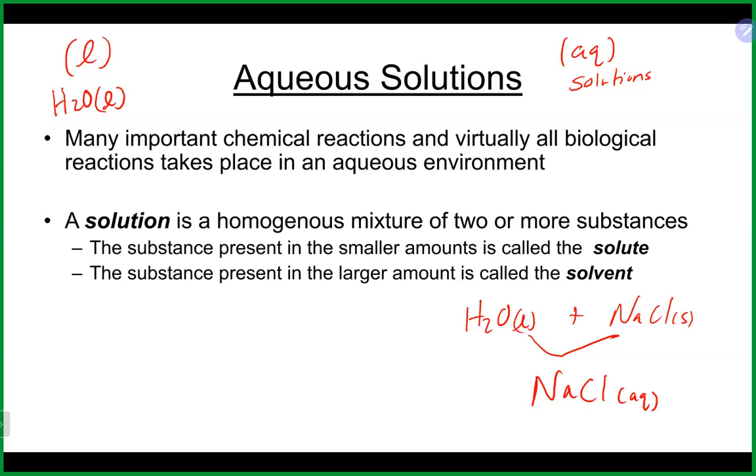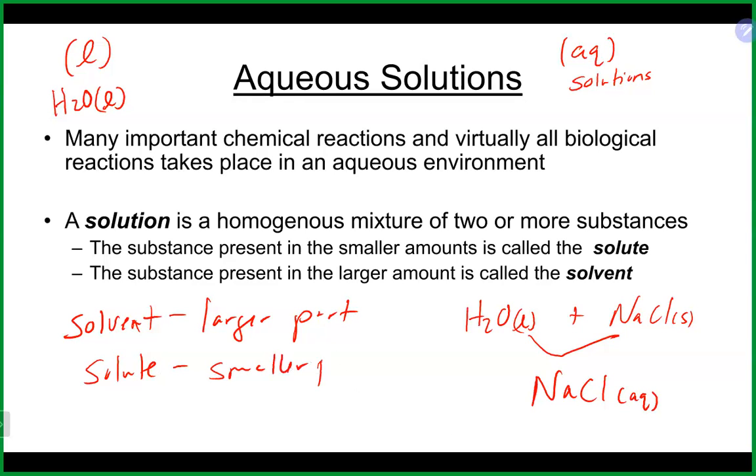A solution is basically made up of two parts. There's the larger part, which is the solvent. The solvent is the larger part of the solution, and the solute is the smaller part of the solution. So in my example here, the water is our solvent, which is a really good solvent for a lot of things that are ionic and polar. It's actually a pretty poor solvent for other things that are non-polar. So water is a very good solvent for a lot of things, but not always the solvent of choice for everything. And we'll talk about that in this chapter as well. Sodium chloride here would be our solute.